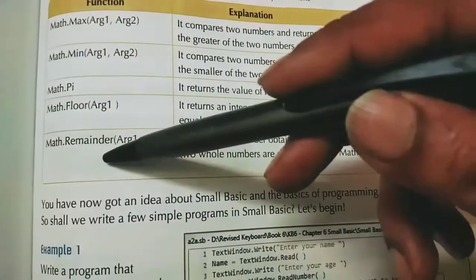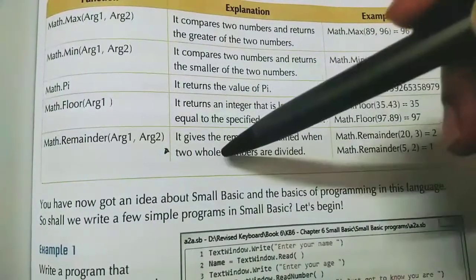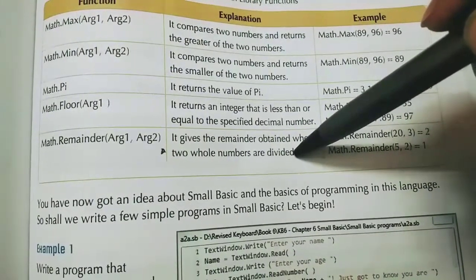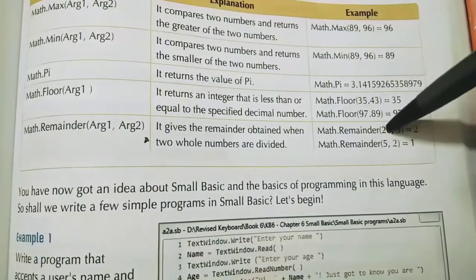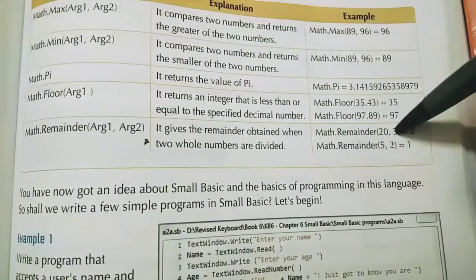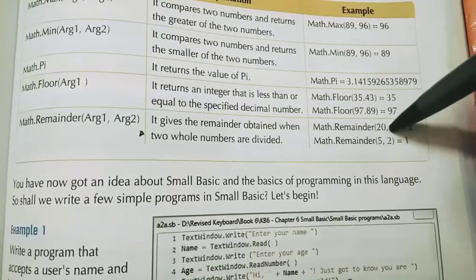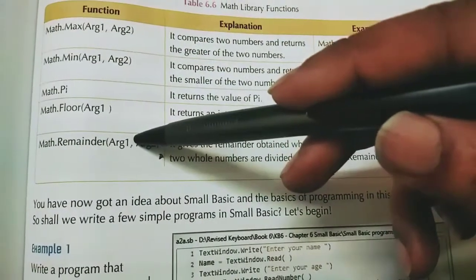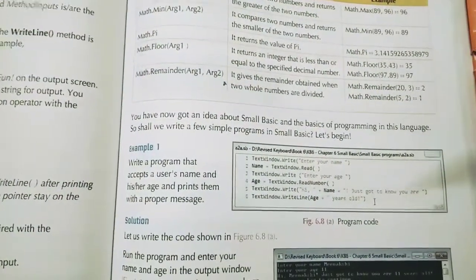Okay. Math.Remainder, argument 1 and argument 2. It gives the remainder obtained when two whole numbers are divided. When you divide two numbers you get a quotient and a remainder, so it will return the remainder. So Math.Remainder of 20 and 3. When you divide 20 by 3, you get a remainder of 2. So it will directly give you the remainder by calculating. These are the math functions. Understood? These functions will be used in our Small Basic programs to give the output.